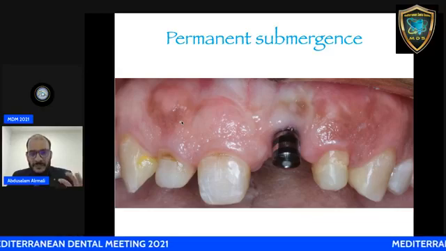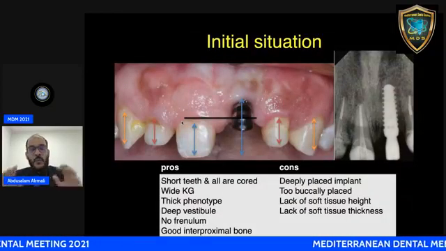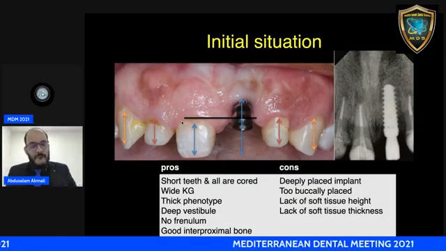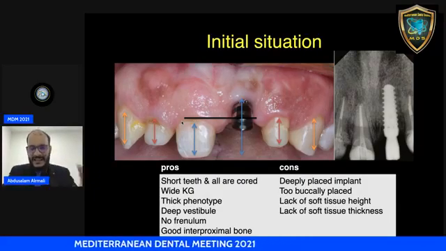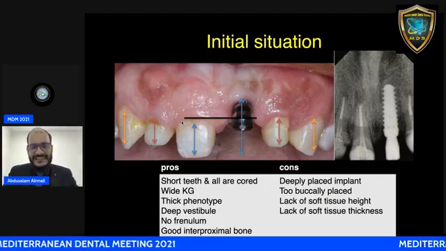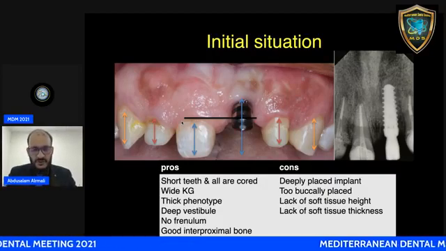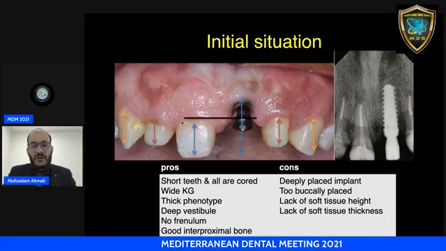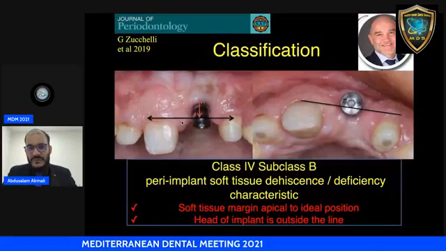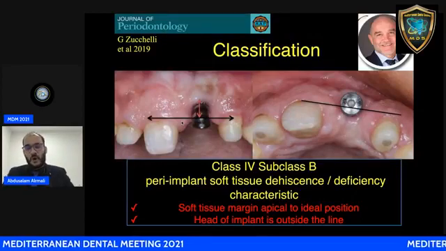We do permanent submergence for this implant. Why? Because this implant is placed in a buccal position, severely buccally angulated. The adjacent teeth are all crowned, so we would need to do esthetic crown lengthening and place the crowns over those implants. So I discussed different treatment options with the patient.